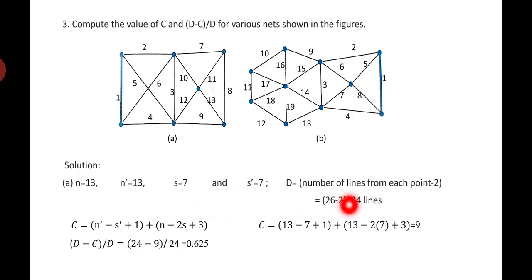C we have got here as 9, and D is 24, because the number of lines that can be observed from each point is 26, and 26 minus 2 is 24 lines. So C is 9 and D is 24. We get the R value as 0.625, right? So this is what we have got from this figure 1, right?